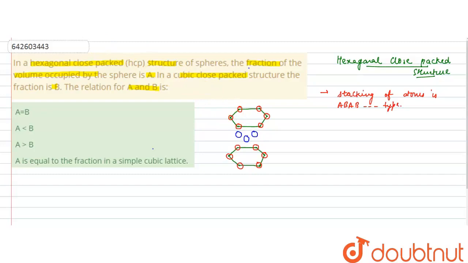So in this hexagonal close packed structure, this plane consists of A atoms, this plane consists of B atoms, this plane consists of A atoms, and so on. Further it will be B atoms. So the stacking is AB-AB type. So now we have to calculate the volume occupied by this sphere. That is, we have to calculate the packing fraction.